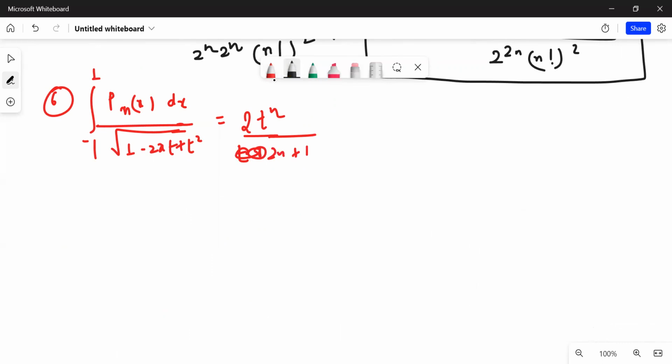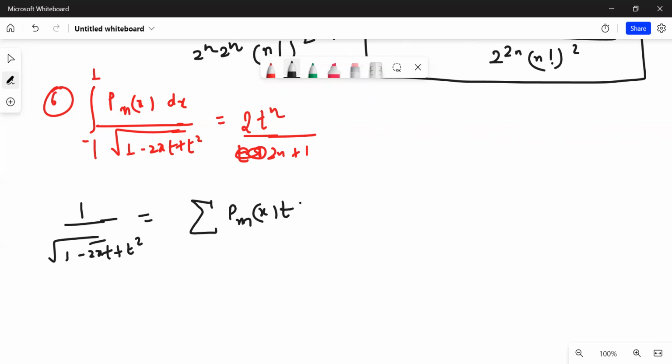How can you write that? Can you do this? So what I'll do, I know that 1 upon root over 1 minus 2xt plus t square is the generating function for Legendre's polynomial. So I'll simply write it as summation, here n is there, so I'll write some other index, Pm(x) t to the power m, m varying from 0 to infinity.